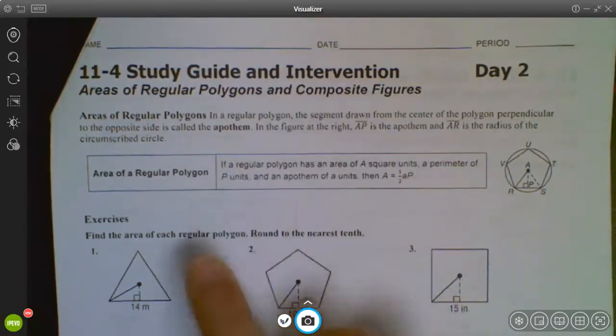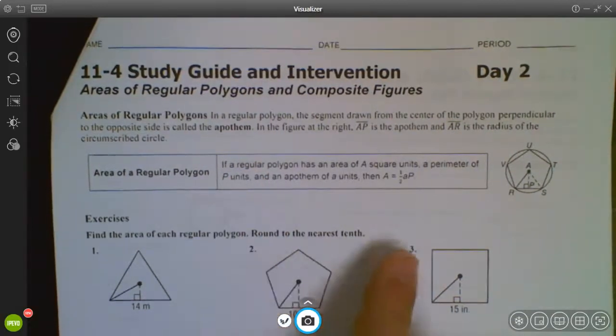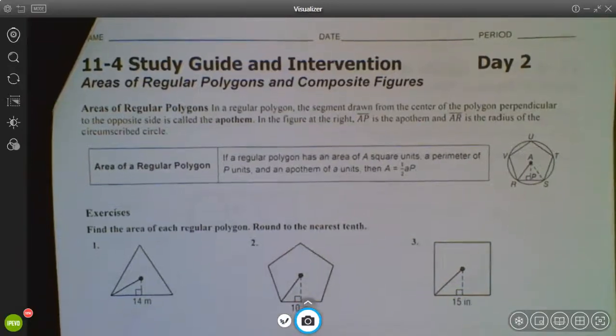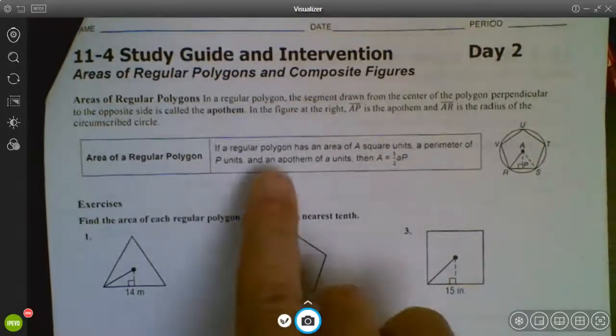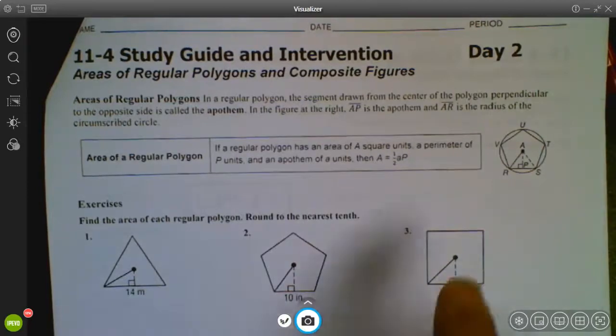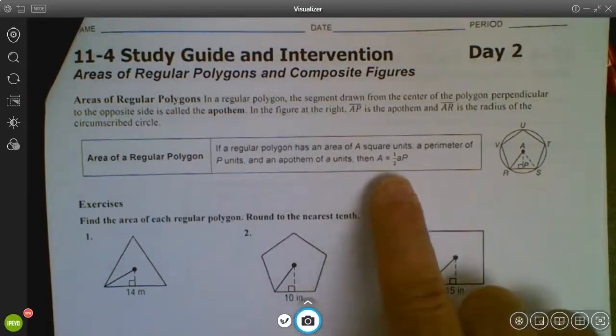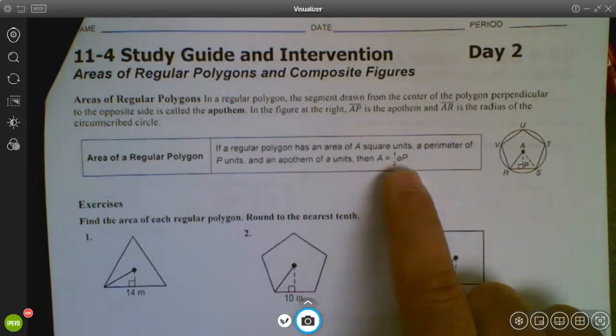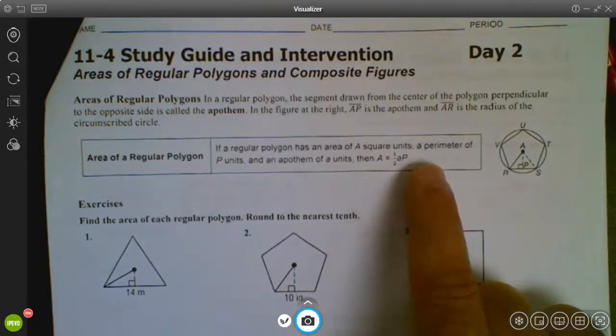So it could be a triangle, it could be a pentagon, it could be a square, it could be any of those two-dimensional shapes that holds with this. So let's introduce you to the final formula of the chapter, which is the area of any regular polygon is 1/2 times the apothem times the perimeter.